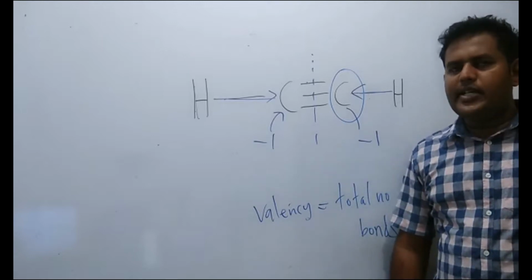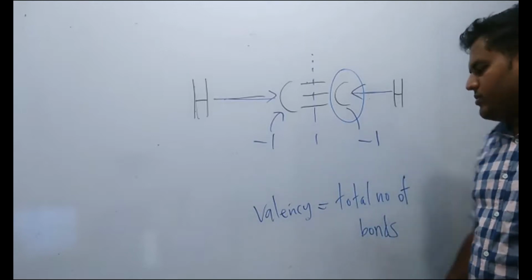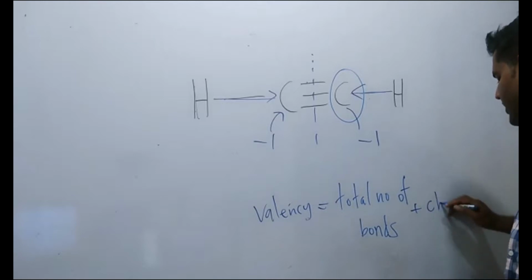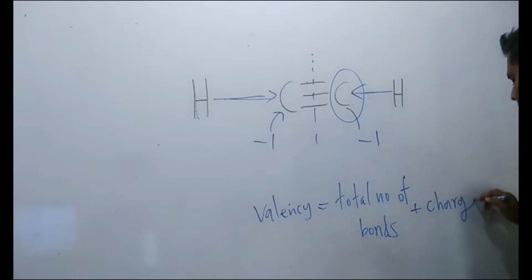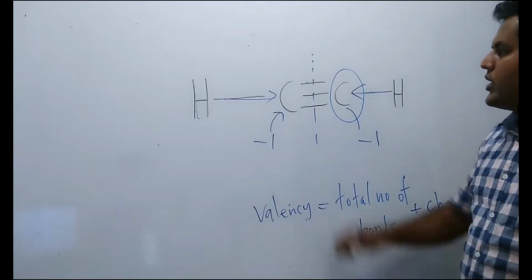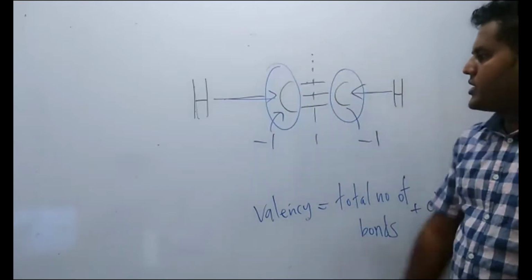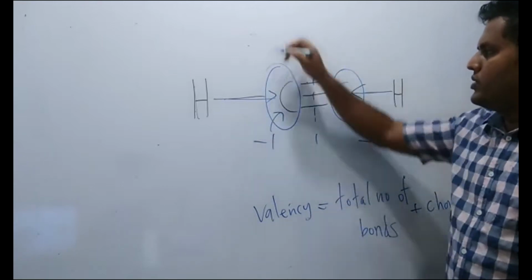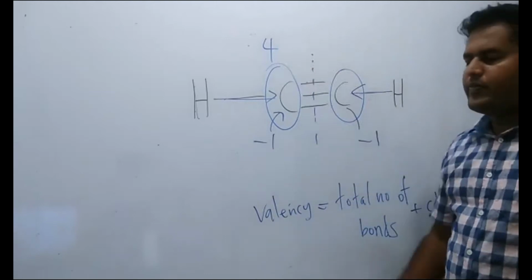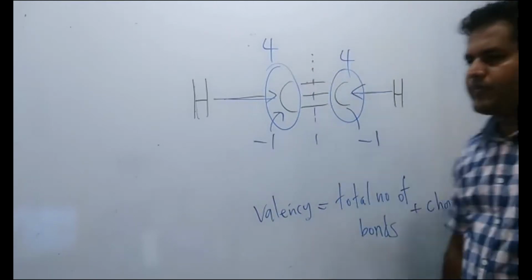So do we include the charge in valency? Yes, if there is a charge, include it. Total number of bonds plus charge. Right? Okay, so this carbon, you can see there's no charge. 1, 2, 3, 4. Valency is 4. This carbon also, valency is 4. That's it.